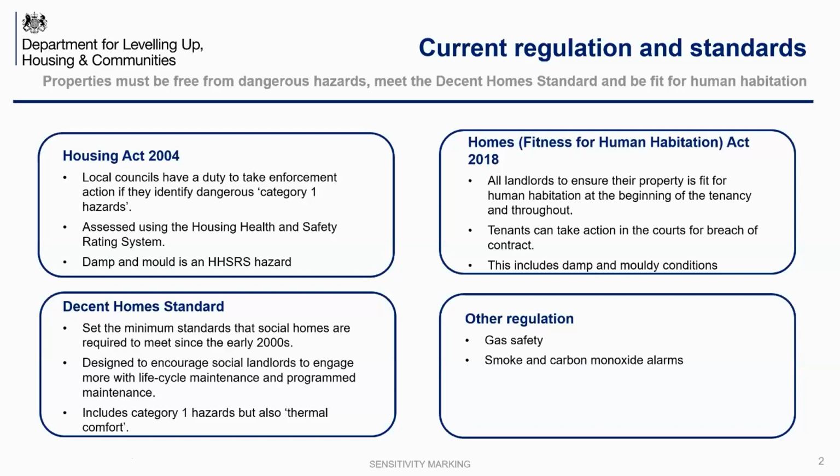And then we have the Decent Home Standard. Now, this is the standard that social housing must meet. The Decent Home Standard says that a property has to be free from those serious hazards I mentioned earlier, free from the Category 1 most dangerous hazards. It also says that a property must meet minimum standards around things like thermal comfort, that the property must not be in disrepair, and that the property has to have reasonable facilities, things like kitchens and bathrooms. It was designed to encourage social landlords to engage with more life cycle maintenance, we call it, program maintenance. So not just reacting to problems, but actually making sure their properties are well maintained.